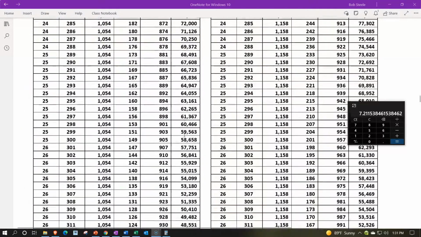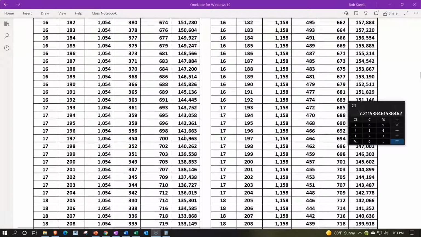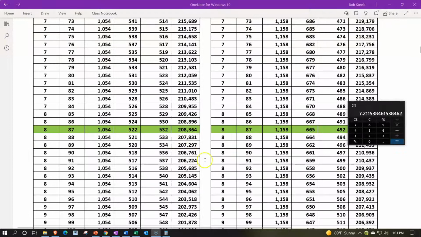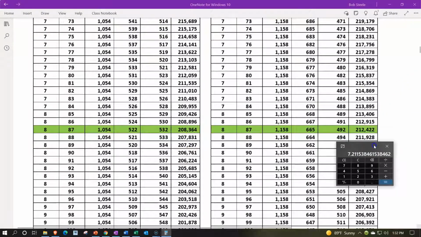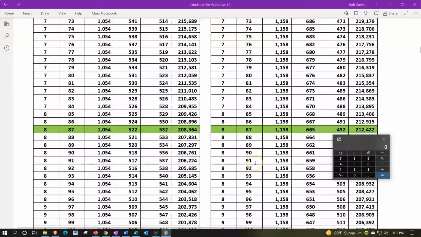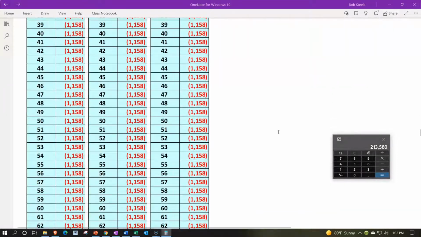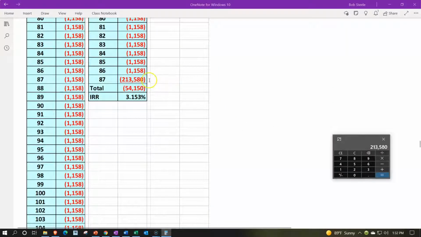We'd have to go up to our amortization table and say, all right, 87. If I go to the 87 payment, we're going to say it's right there. And we're looking at this one. We'd still have to pay off the 212,422 if we were to sell the property at that point, plus we'd have the 1,158 of the loan balance of the payment. So we pay it off at the end. That's going to be the 213,580 that we'd have right there.